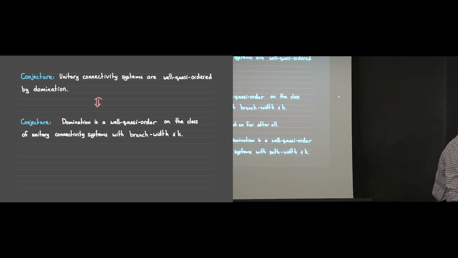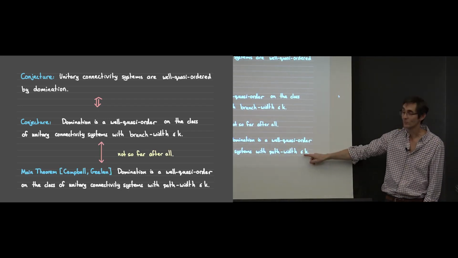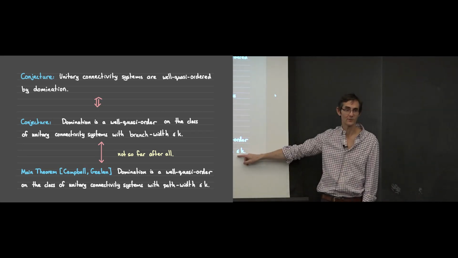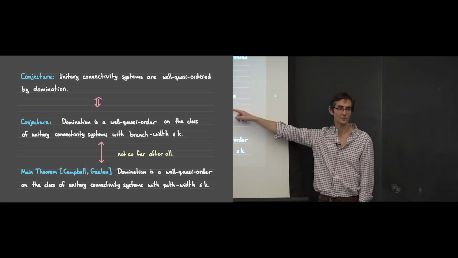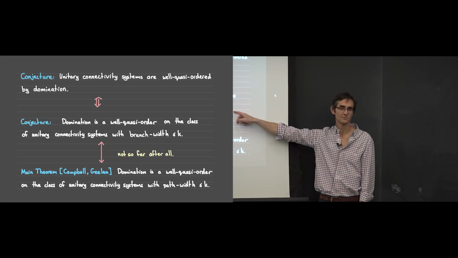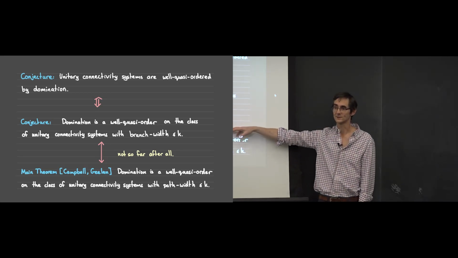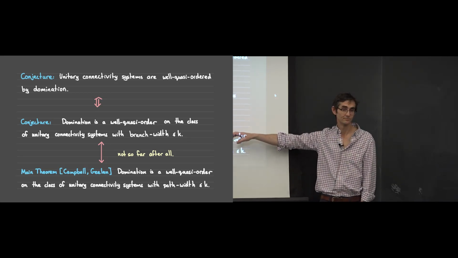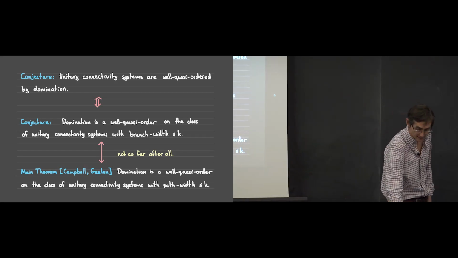And that doesn't seem so far from what we proved. We proved this for bounded path width, and we need to prove it for bounded branch width, which doesn't seem like such a big stretch. Okay, I'll stop there. Thank you.